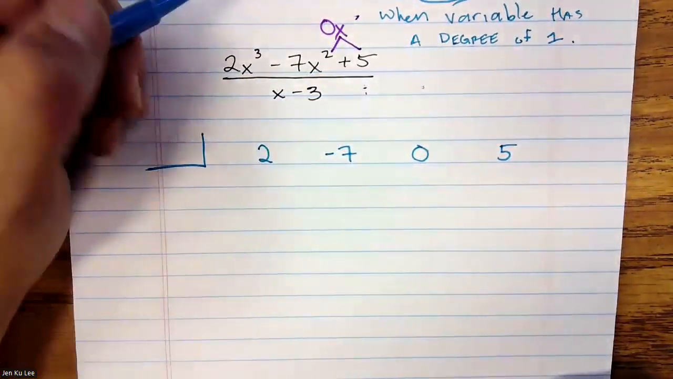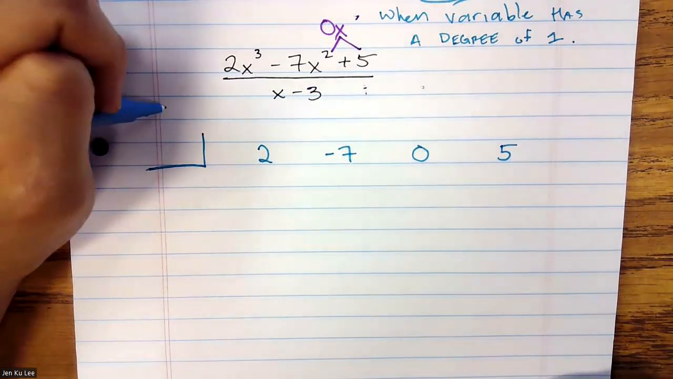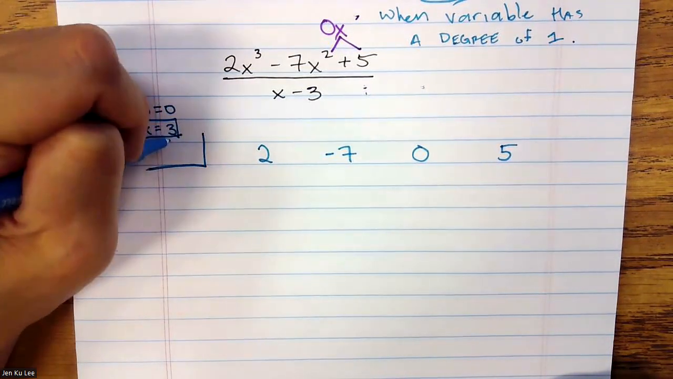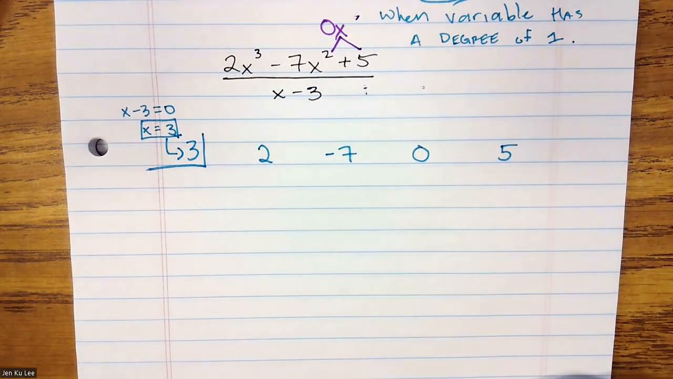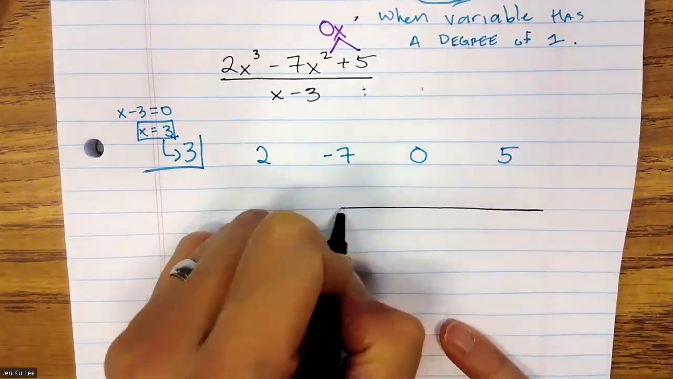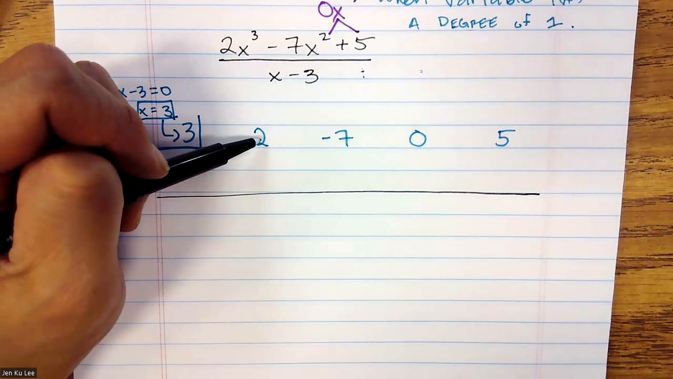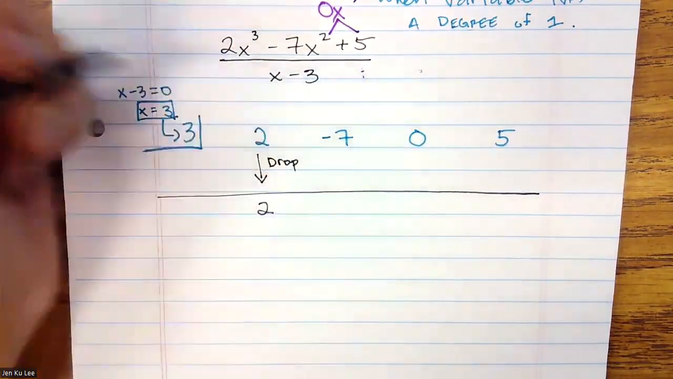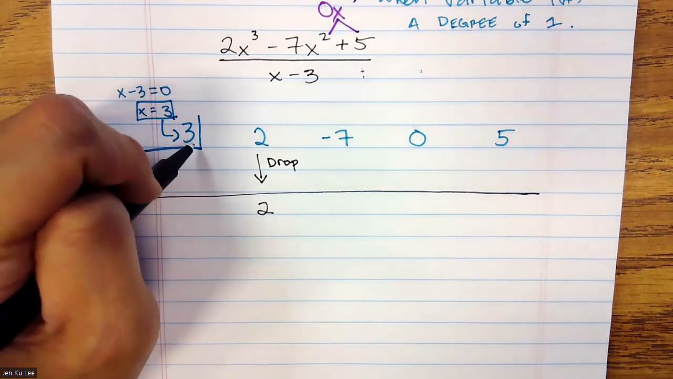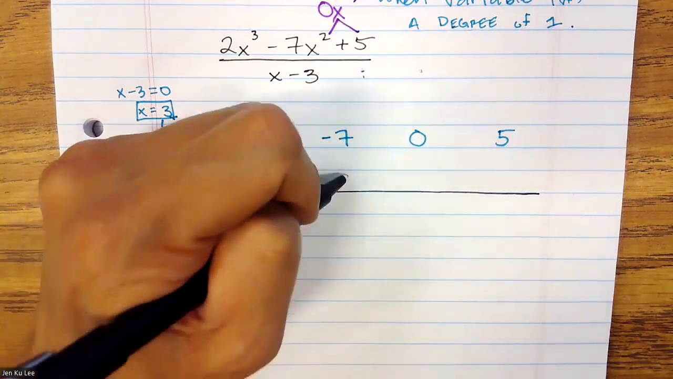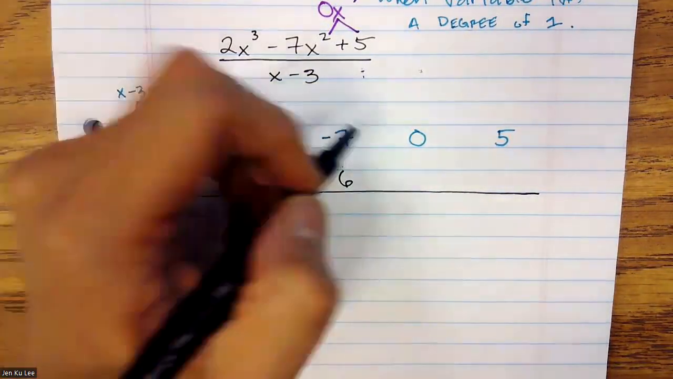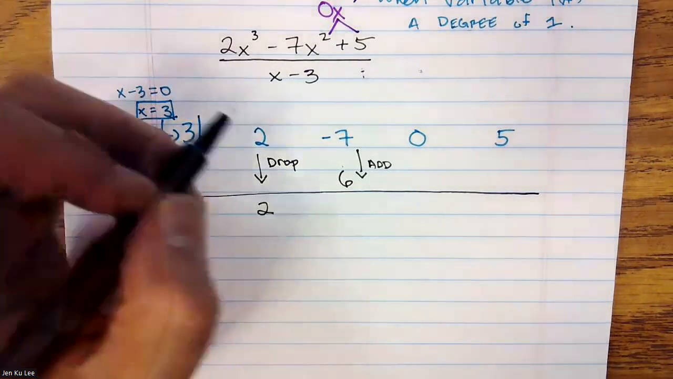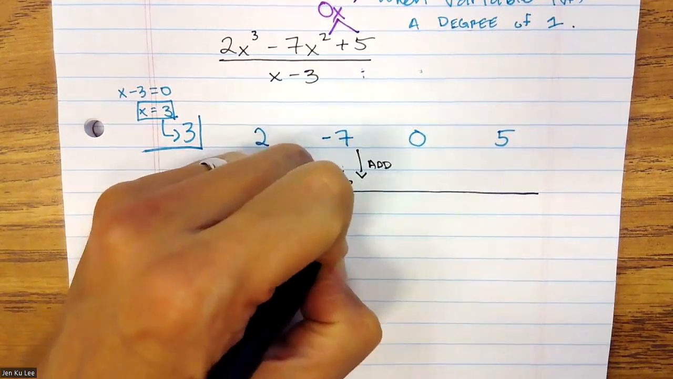What we are dividing by, x minus 3, I'm going to set equal to 0 and solve for x. So x is 3. This number, I'm going to plug in here. So that's a big 3. And what I'm going to do here is drop down the 2. Drop it. I'm going to multiply the 3 times 2, which is 6. And then here, I am going to add. So negative 7 plus 6 is negative 1.